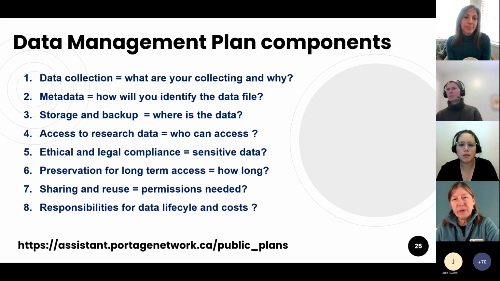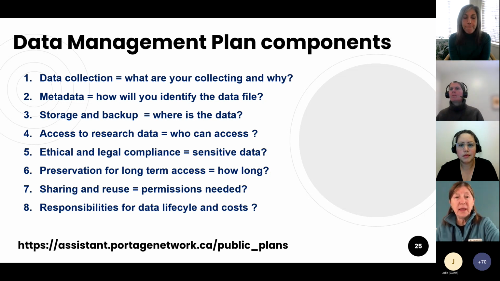I also want everybody to have the research questions right beside them. When they're doing a data management plan, it's not something that comes out of the air. It's actually speaking directly to your research questions. So what are you collecting and why? The why is your research questions. Why are you doing this study? Then your metadata. That's how you're going to identify it. You're going to store it. You're going to have access to only a team that you are working with.